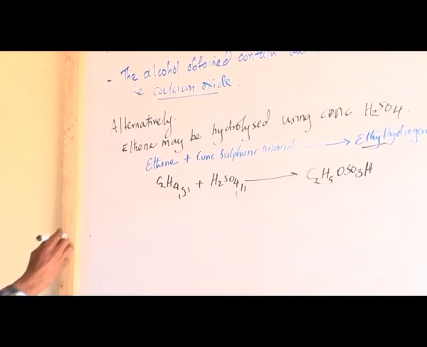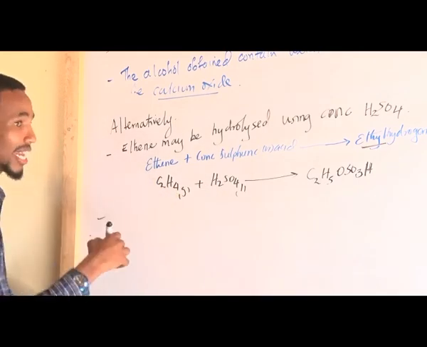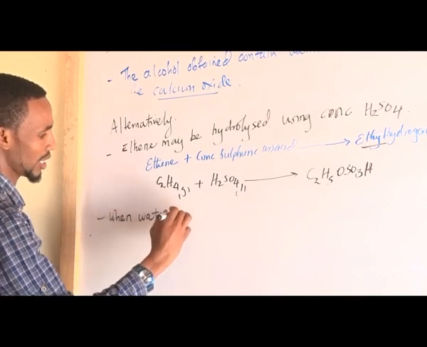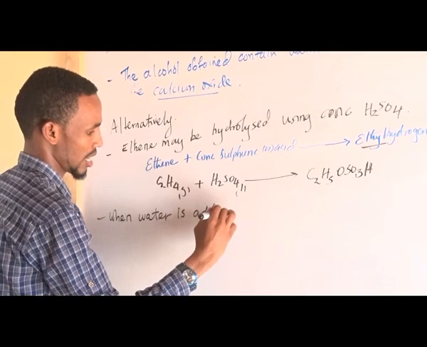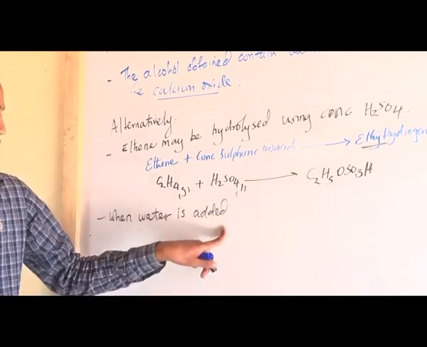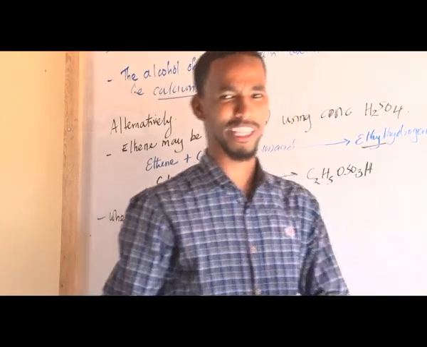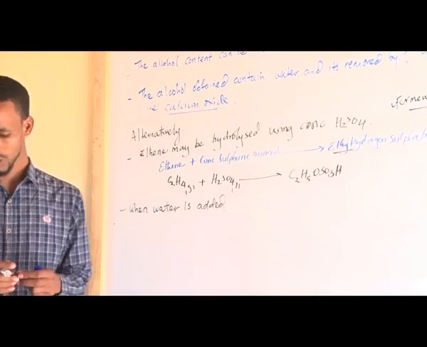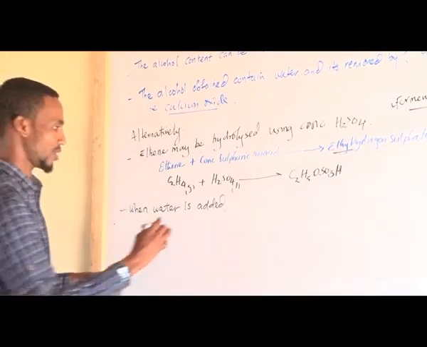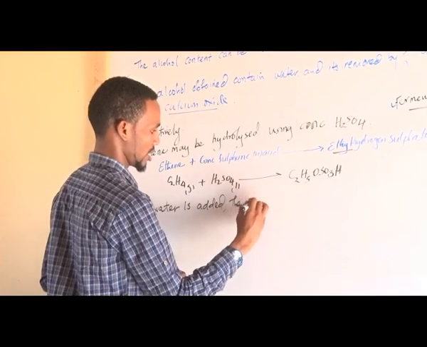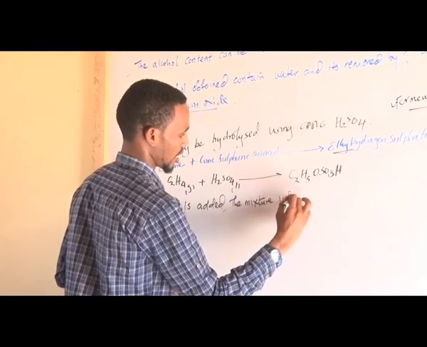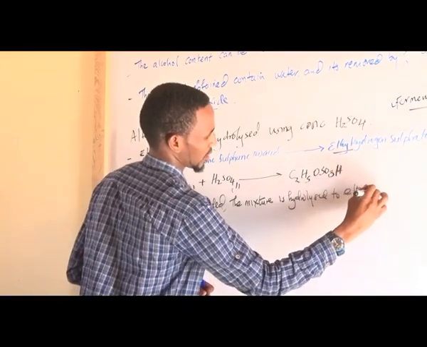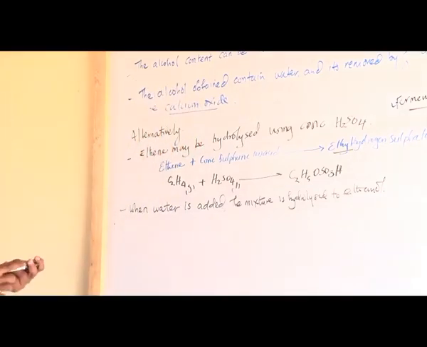Now, when water is added, what happens next? Ethyl hydrogen sulfate now is added water. When water is added, ethyl hydrogen sulfate, what will happen? What do you do with it? You add water and the mixture is hydrolyzed to ethanol.